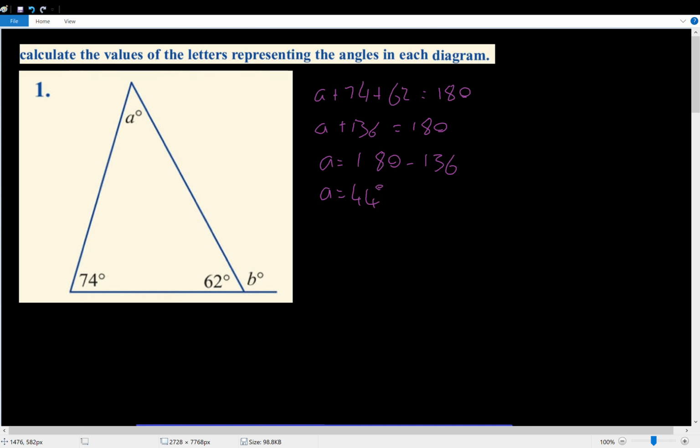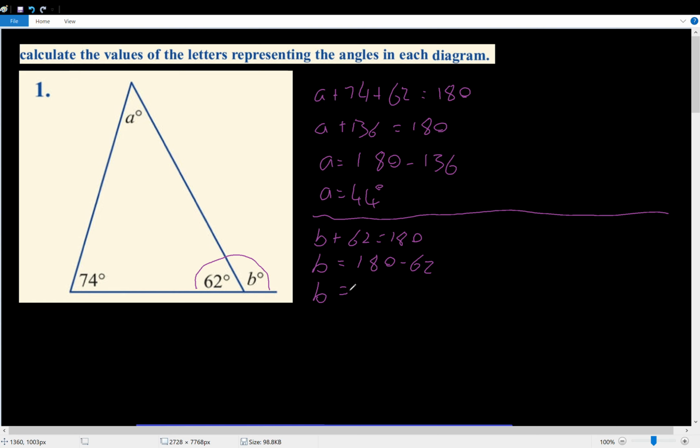Now for B, there's two ways we can go about getting B. B plus 62, just along here, forms a straight angle, which means that B plus 62 is equal to 180. So B is equal to 180 minus 62. So B is going to be equal to 118 degrees.